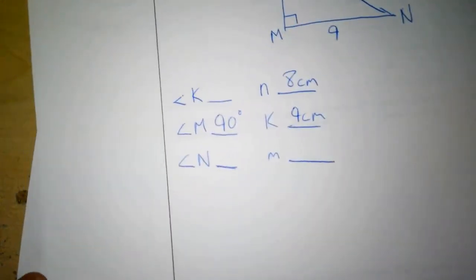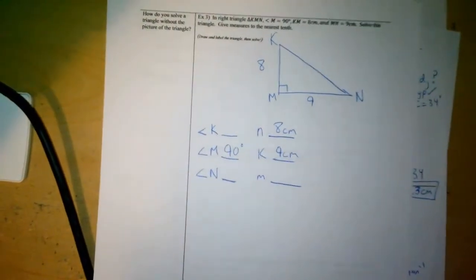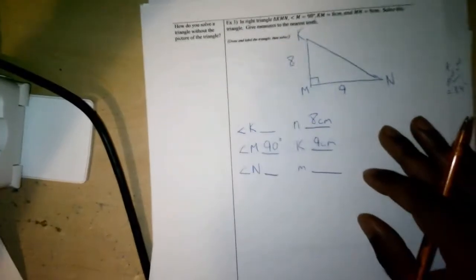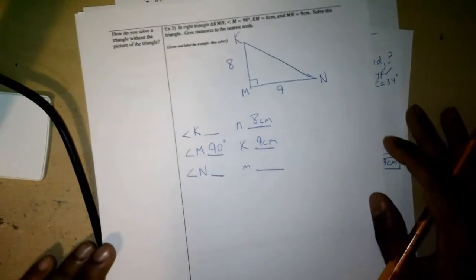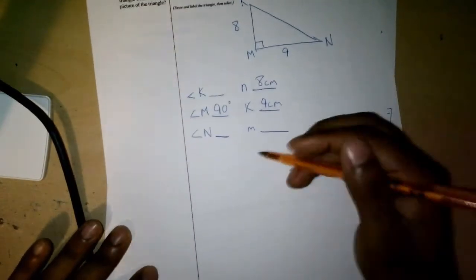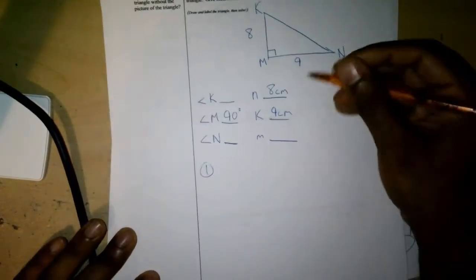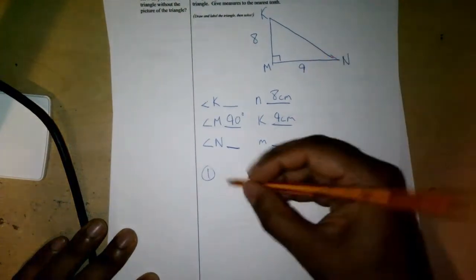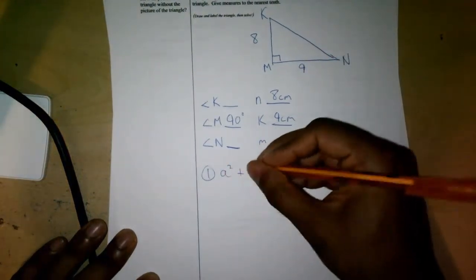So first thing I'm going to do is solve the hypotenuse because of Pythagoras theorem. Let me just change my view so you can kind of see. There we go. Pythagoras theorem, a squared plus b squared equals c squared. I'll write that out just so you guys remember.